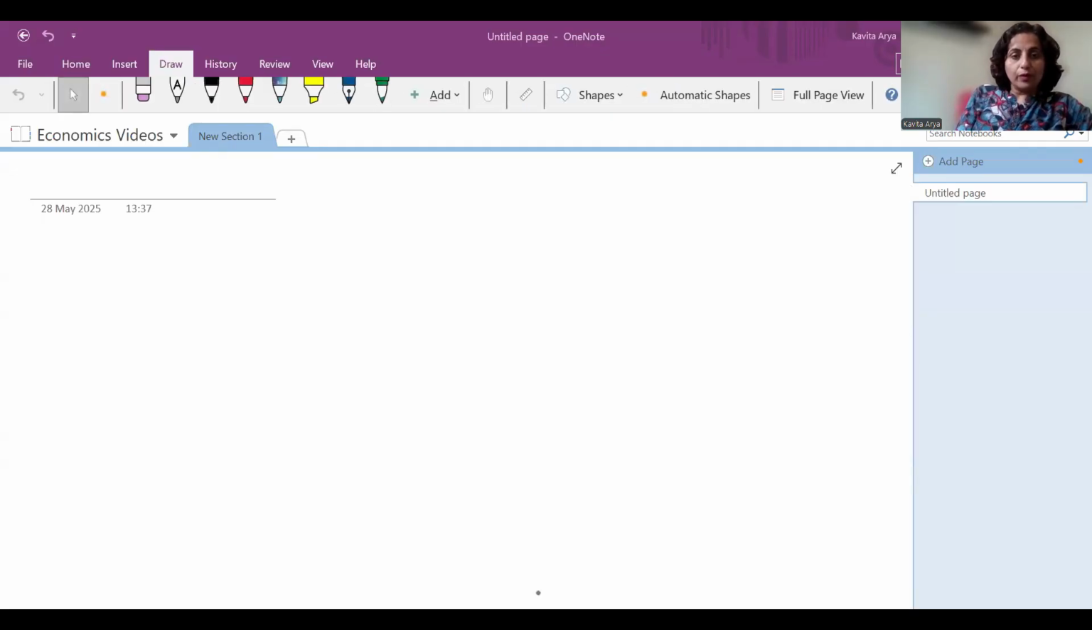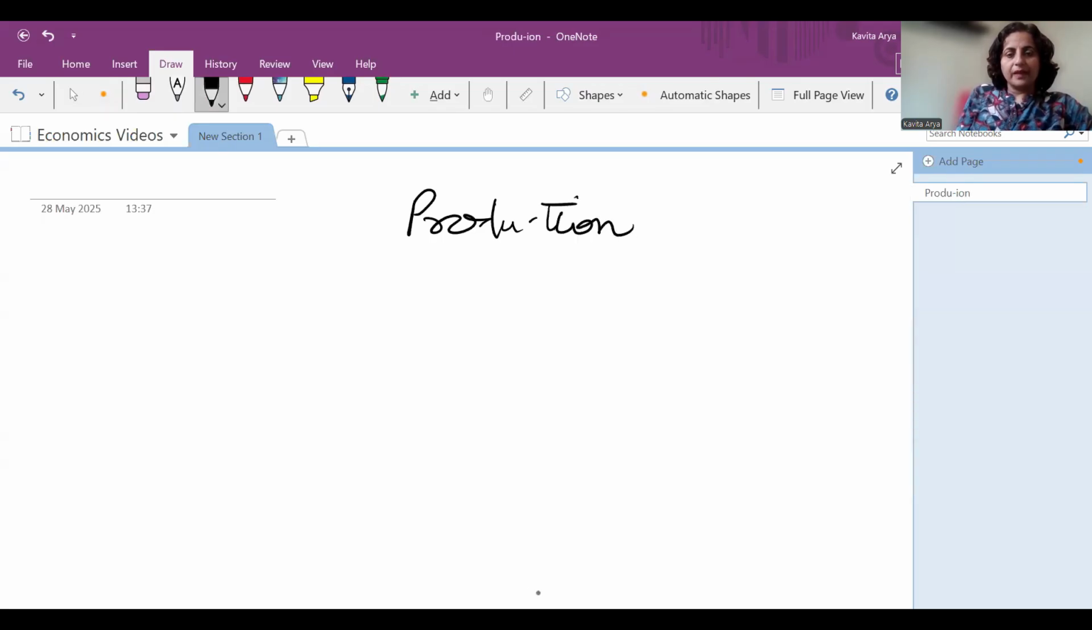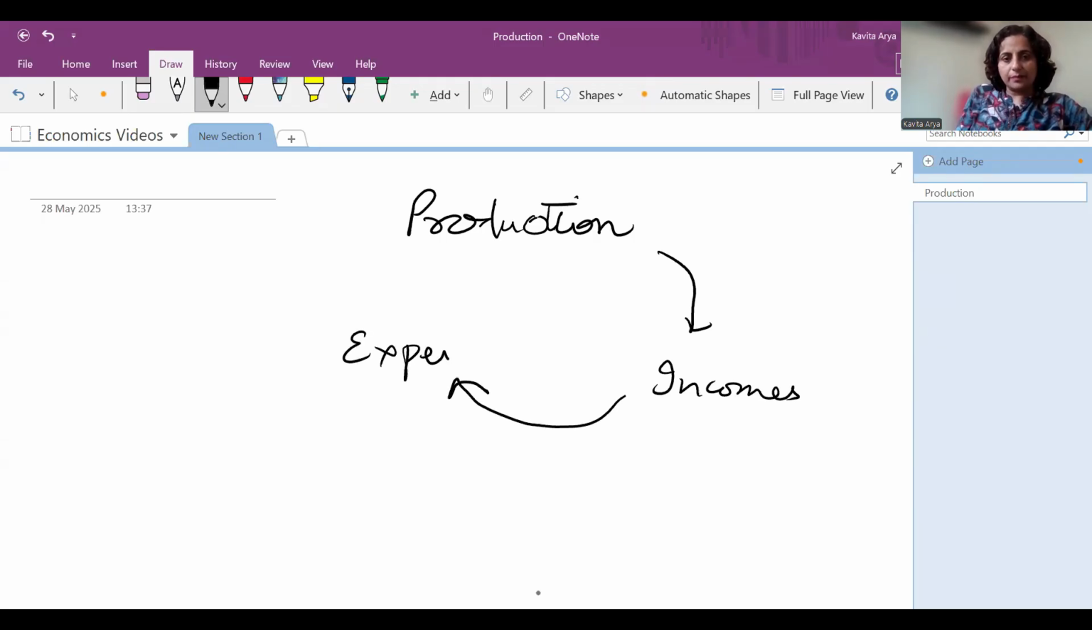So the point is, as we have read in the previous chapters, in an economy the production keeps on going. And because of this production, incomes are generated. And when these incomes are generated, these are spent, and hence the expenditure happens. And this process keeps on going. That's why we say there is a circular flow of income in the economy.